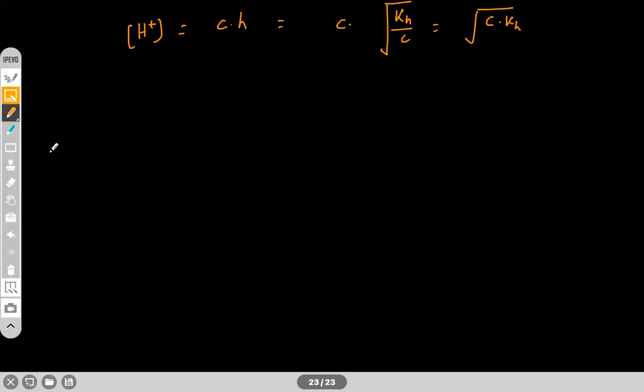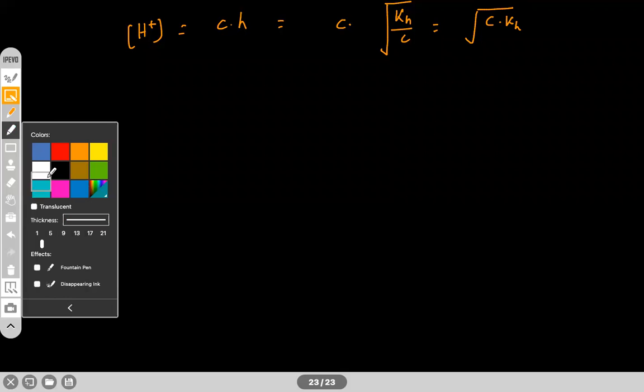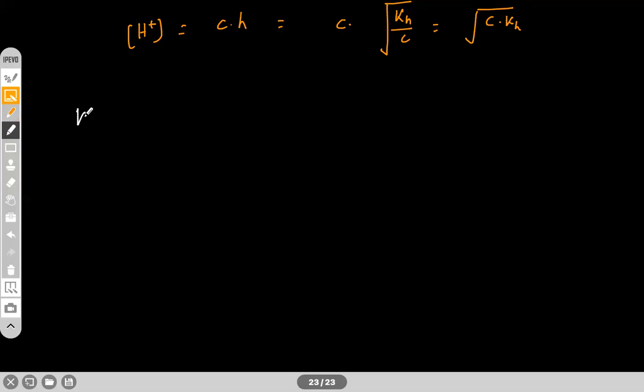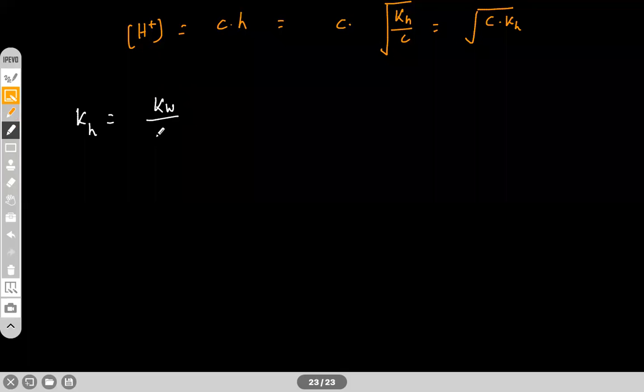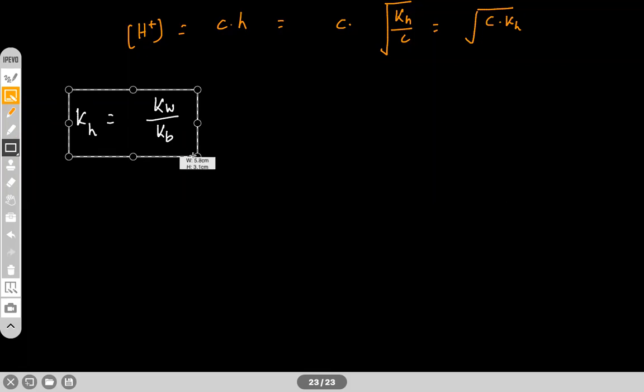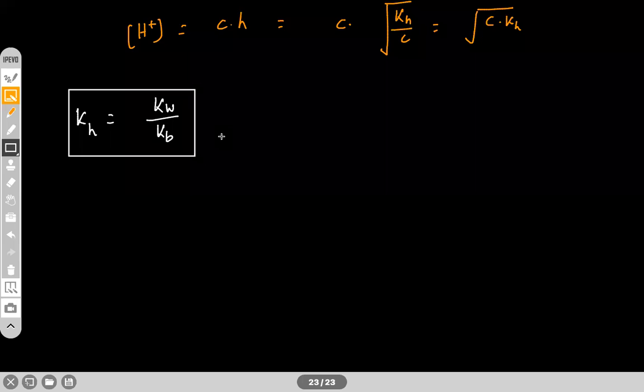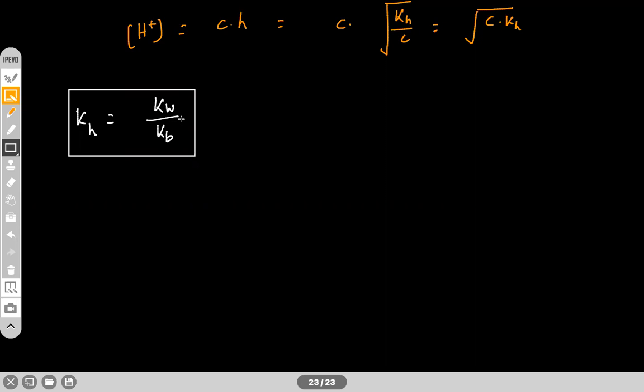Okay. Kh also we can find out. Kh equals Kw by Kb here. If you remember in the previous one, it was Kw by Ka. So whatever is weak, if acid is weak, then we'll have Ka here. If base is weak, we'll have Kb here. How do we get this? Same thing, we'll multiply by OH minus in the numerator and denominator. Do you want me to do this again? Tell me once.